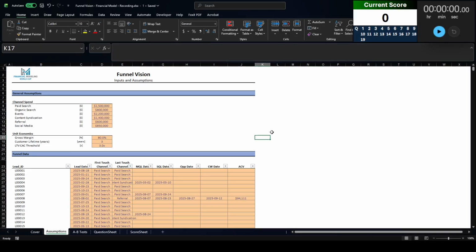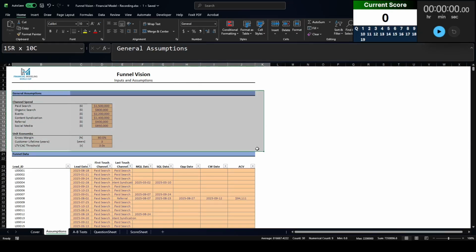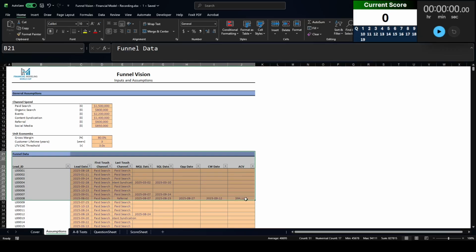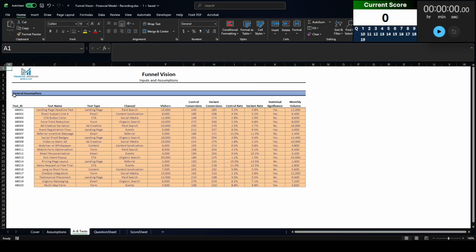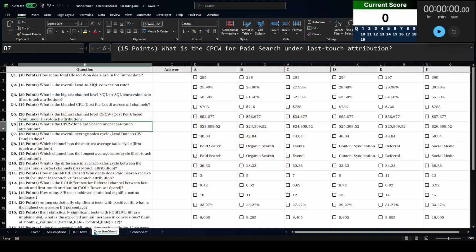So if we take a look at the case file, we see we have all of our assumptions as we usually do with the case. We have our general assumptions, our funnel data down here, and then on the second sheet we have A/B tests, and this will come into effect later in this case. But as always, I have my questions loaded here, so come along with me and let me show you how I solved this case. Here we go.